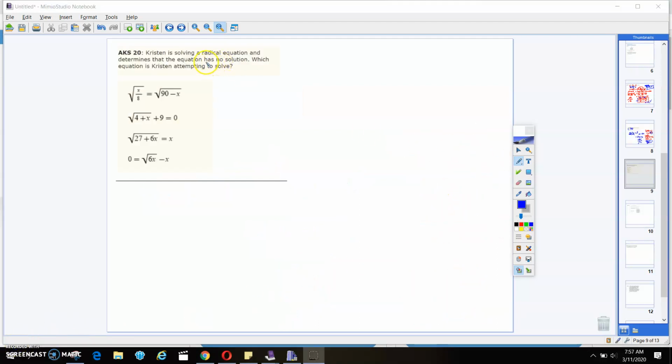We're trying to figure out which one has no solution. So on these, you're going to have to solve each one. Okay. So I would square both sides on this equation. I would get x divided by 8 equals 90 minus x. And then if I'm trying to solve for x, I'm going to get x's on one side, numbers on the other. So I'm going to multiply by 8 on both sides.